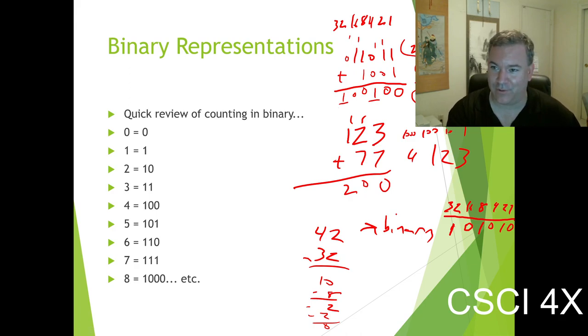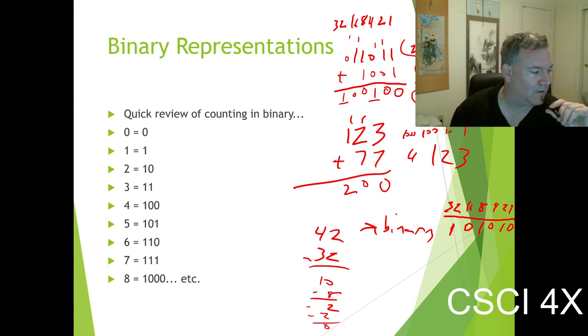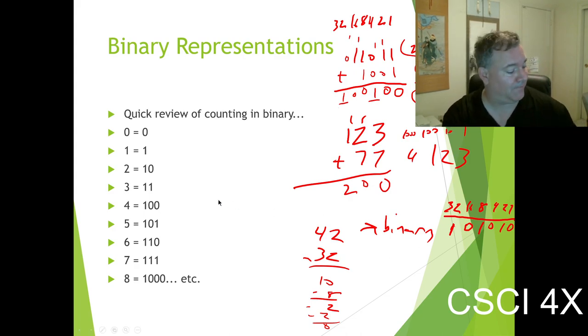Okay, 42 is, of course, the most important number in computer science. It's the answer to life, the universe, and everything. So, yeah, 42 in binary is 101010. And you'll be getting ZyBooks on this. You can practice them and things like that.